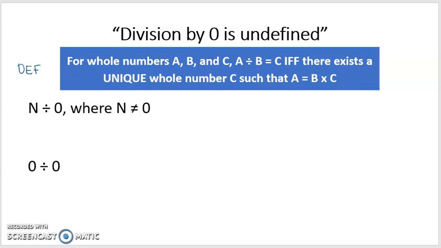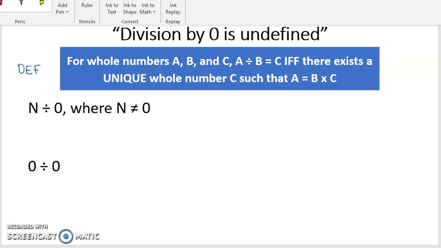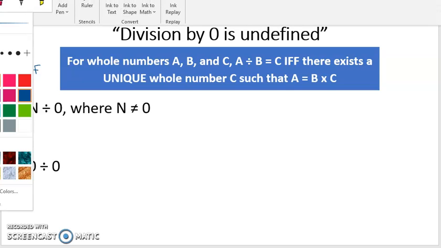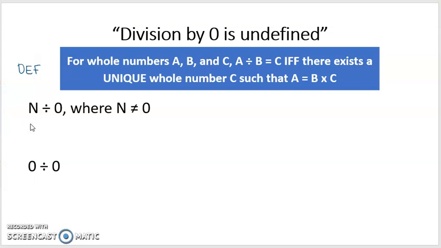Now this is key, the part that we've sort of glossed over. If and only if, and I'm going to get a different color going here. There you go. If and only if, I'm going to look at two things. There exists a unique whole number. Those are both key words. A unique whole number, C, such that A equals B times C. So that's what it means to have a division that's defined.